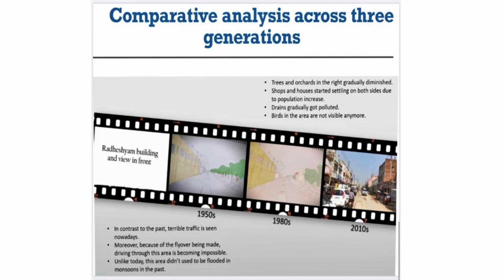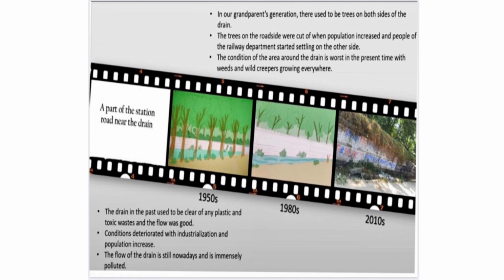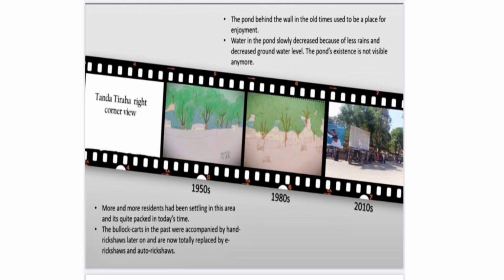Here is the comparative analysis among three generations. There were orchards and trees of various varieties along the road in the past in front of Radheshyam building. But due to rising population, these trees and orchards gradually diminished and are now replaced by shops. Since the 1950s, there were eucalyptus trees at the roadside that are considered windbreakers. But due to urbanization, these trees were cut down around the 1990s, and later in the 21st century, wild creepers and weeds started growing. During our grandparents' generation, there was a pond behind the wall.